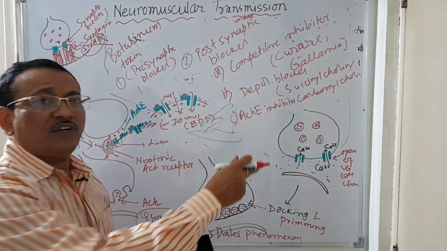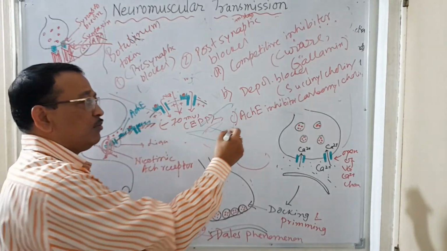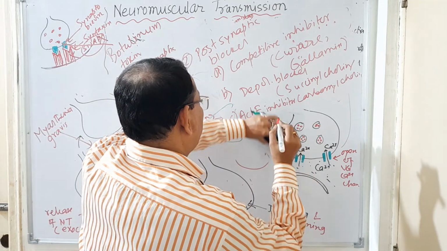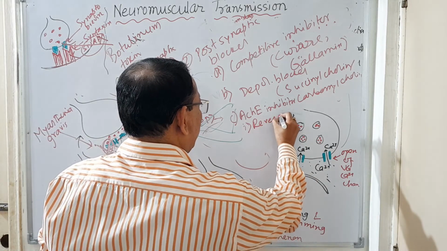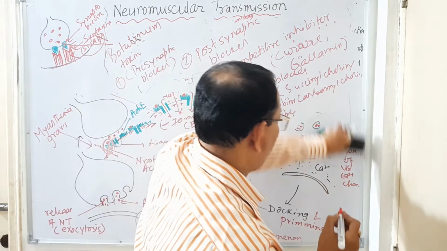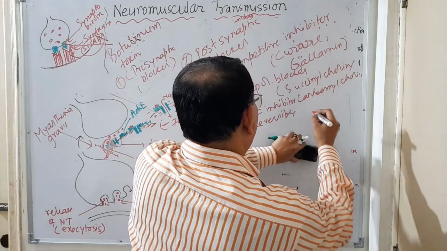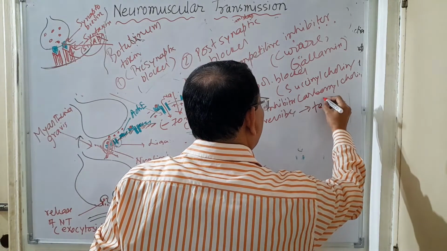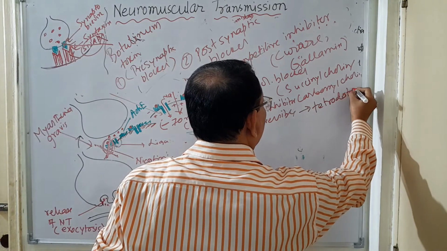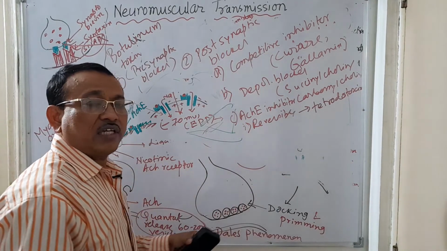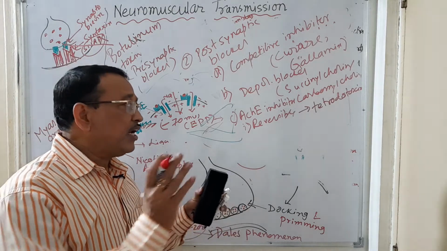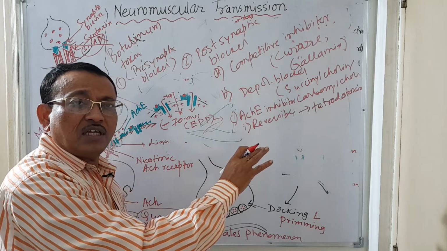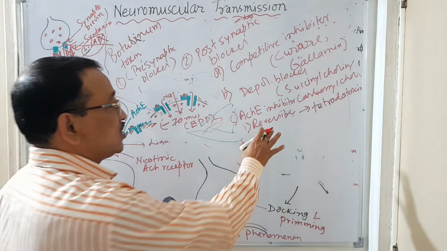And this acetylcholinesterase inhibitor can be of reversible type or irreversible type. In case of reversible inhibitors, examples are tetrodotoxin and saxitoxin. They can bind with this enzyme and inhibit it for a temporary period. So this is the reversible blocker.